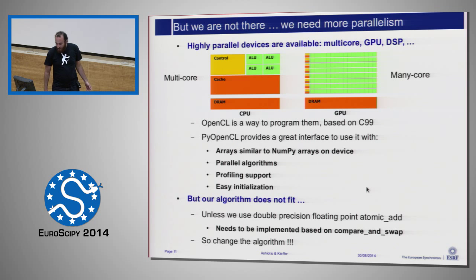But as we said before, our algorithm requires double precision floating operations, which are not supported by the standard. There is a way to hack them into the code by using complex and swap, but as you might guess, the performance won't be very good. So what is left is to actually change the algorithm.